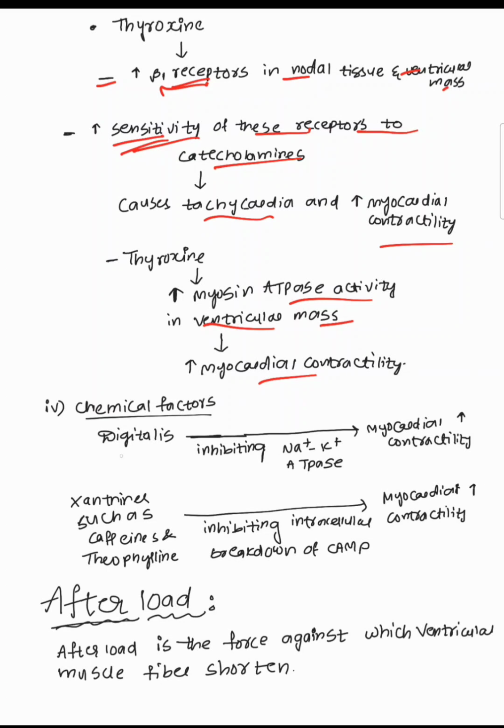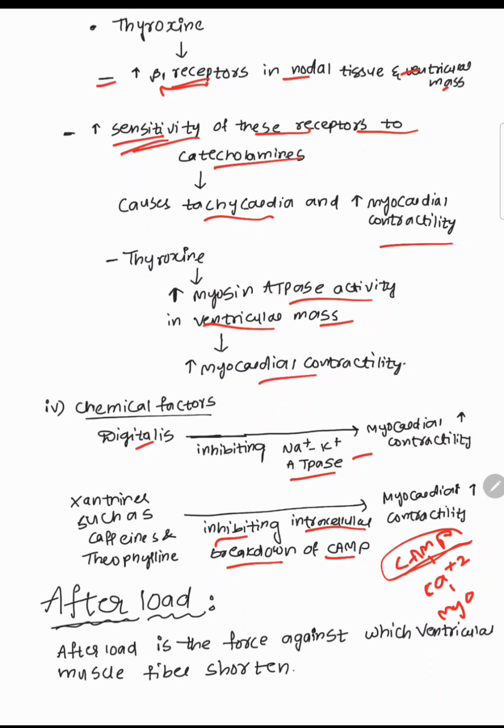Next, chemical factors. Chemical factors means digitalis is one of the chemicals used to increase the myocardial contractility. How it increases myocardial contractility means it inhibits the sodium potassium ATPase pumps in the heart muscle, so that myocardial contractility will be increased. Xanthines such as caffeine and theophylline increase the myocardial contractility by inhibiting the intracellular breakdown of cAMP. If cAMP is not broken down, then there will be an increase in calcium, right? When calcium increases, there will be an increase in myocardial contractility. It inhibits the breakdown of cAMP, means it promotes the formation of cyclic AMP, right?